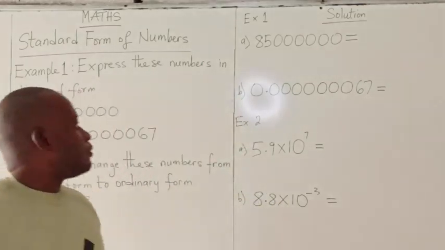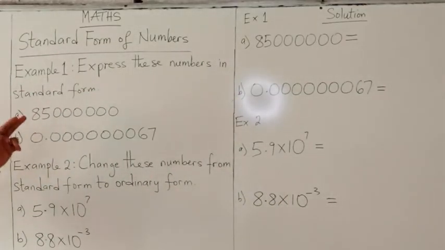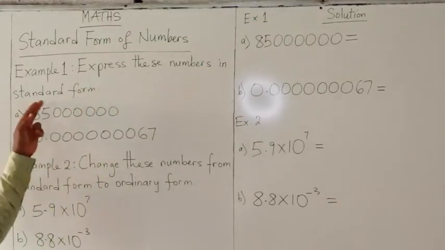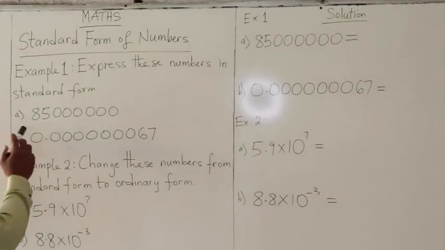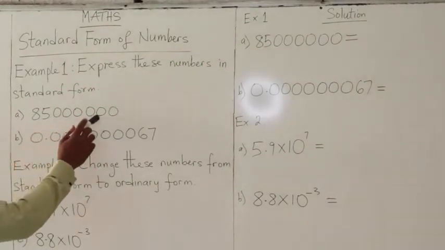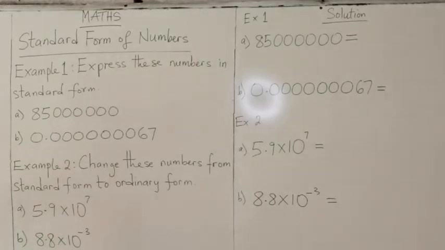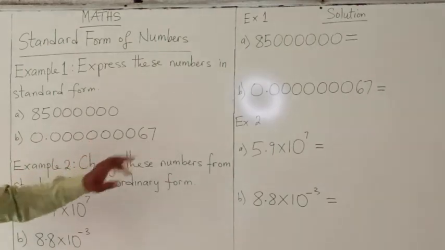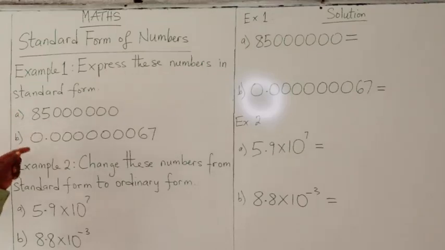On the board we have example 1. Express these numbers in standard form. A: 85000000, and then B: 0.00000067. Which of these two numbers is bigger than 1?